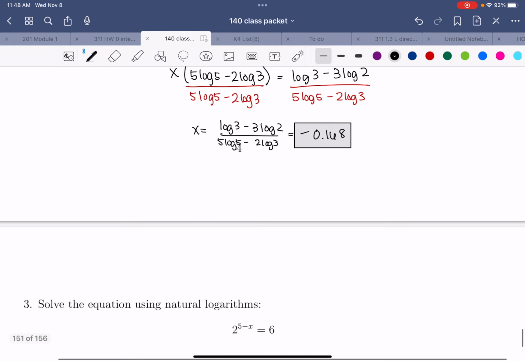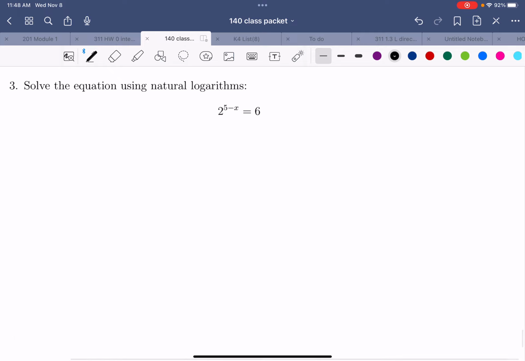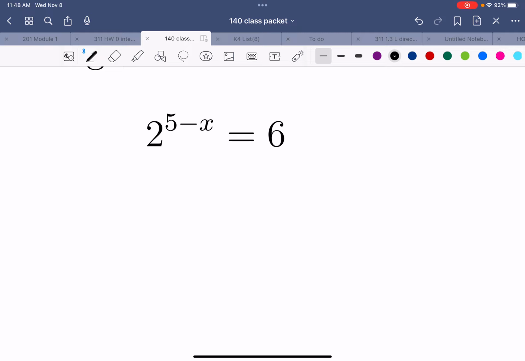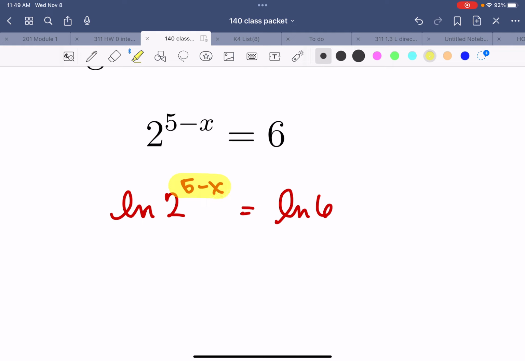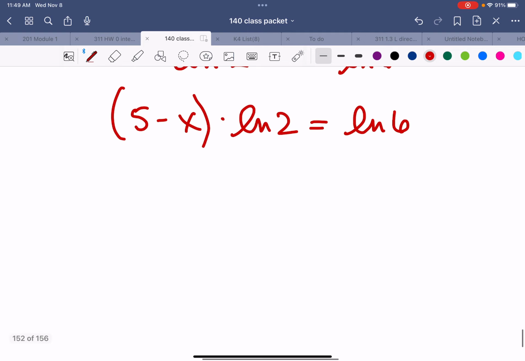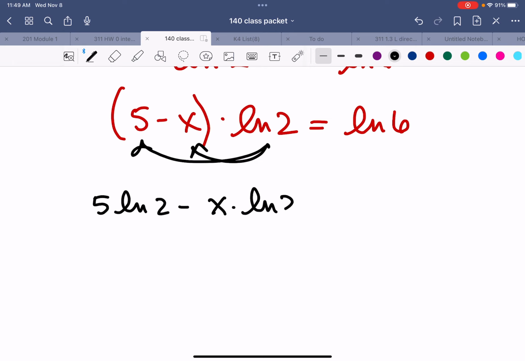Okay. We can also solve using natural logs. So in this case, we're going to start out in exactly the same place, only instead of taking a log of both sides, we're going to take the natural log of both sides. And we're going to take this exponent and move it down in front. That's 5 minus x times the natural log of 2 equals the natural log of 6. Then we can go ahead and distribute this to get 5 natural log of 2 minus x times the natural log of 2.